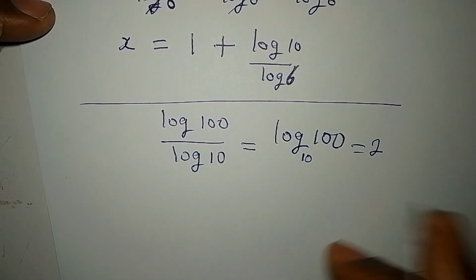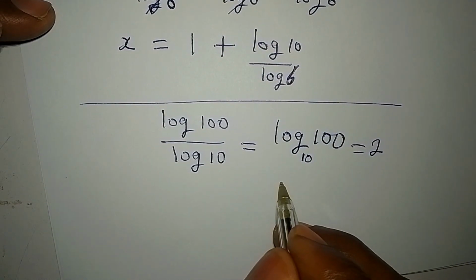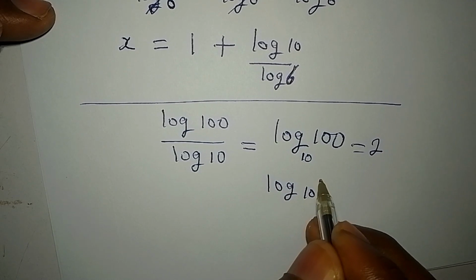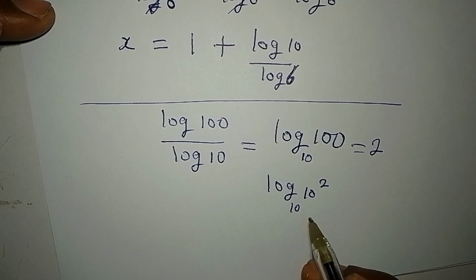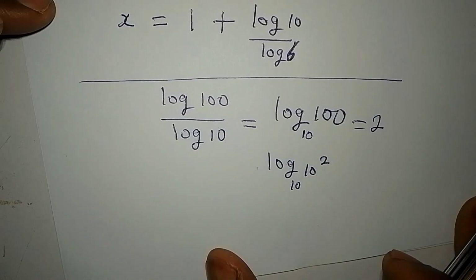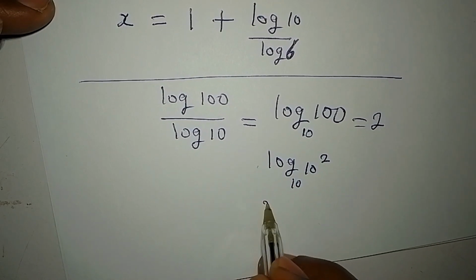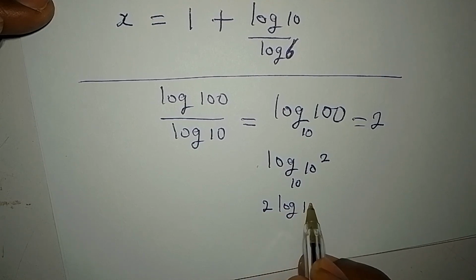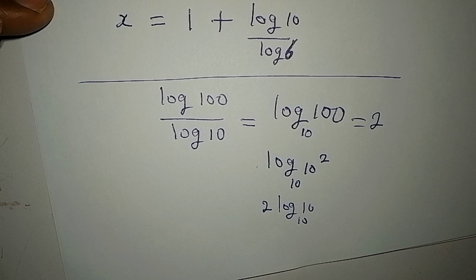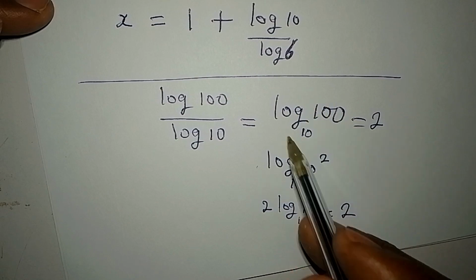Why will it give 2? Because 100 is the same as 10 squared. So that means we'll be having log 10 to the power of 2, and it's to base 10, and the power will multiply what we have here. So the power will go behind, and we shall have 2 log 10 to base 10, and log 10 to base 10 is 1. So this means that we'll be having 2 times 1, which will give us 2.